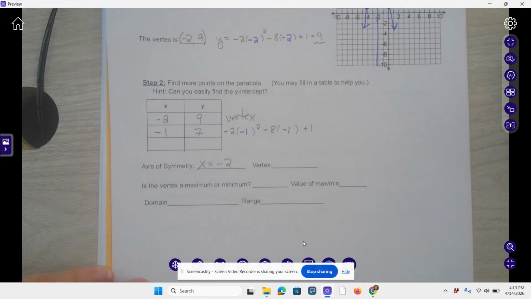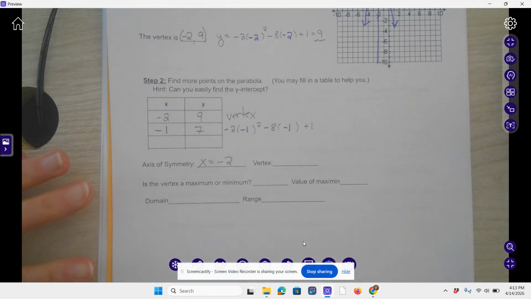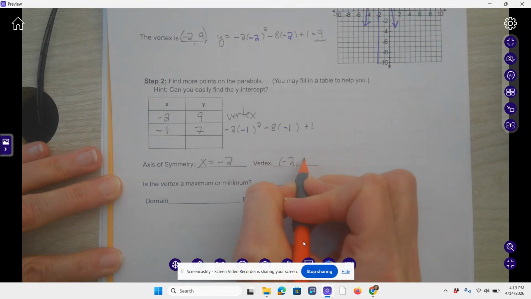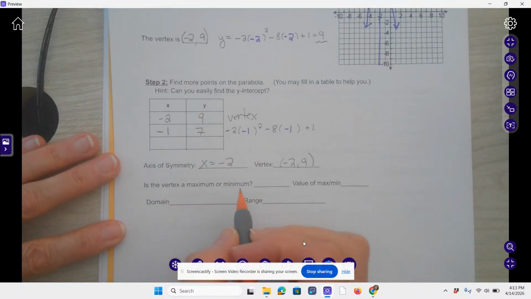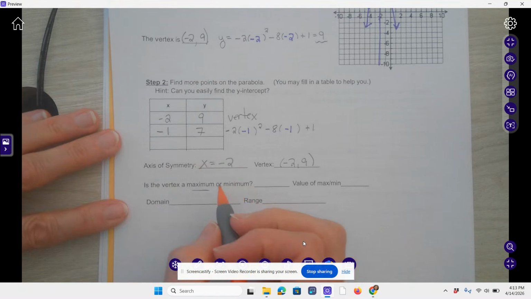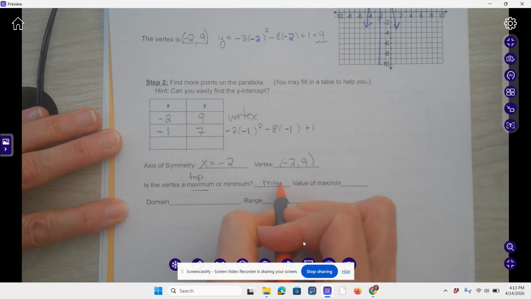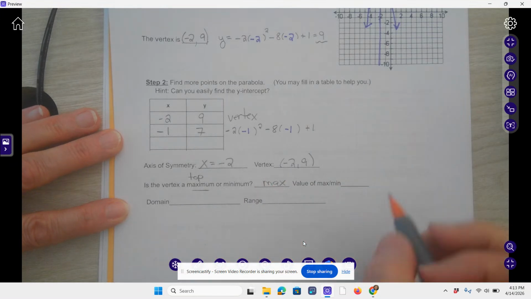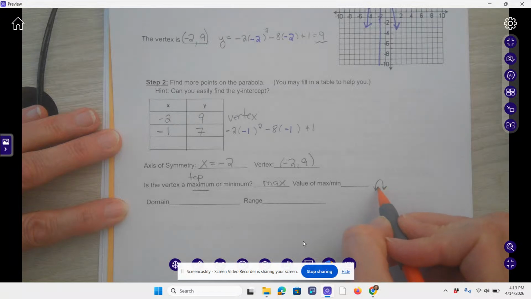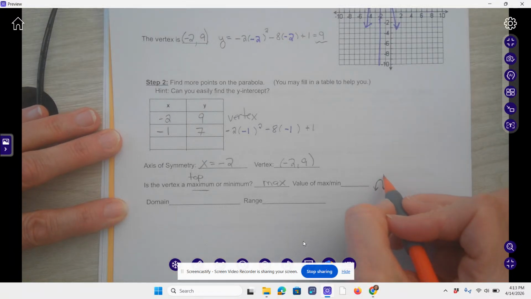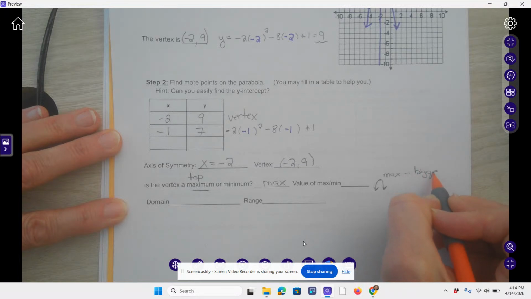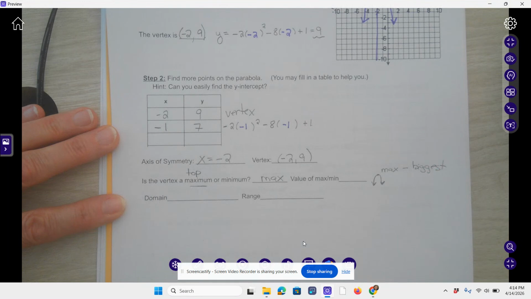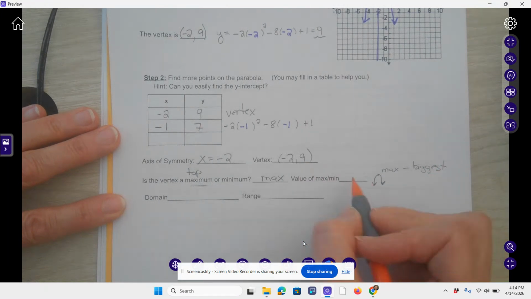Now let's fill in the bottom here. So we already know our vertex. We wrote it up there, -2, 9. This is a maximum, because it is at the top of the roller coaster. So we have a maximum. Our vertex is a maximum. Because our parabola is downward facing, that is a max, which also means it is the biggest y value on the graph. And what is that y value?